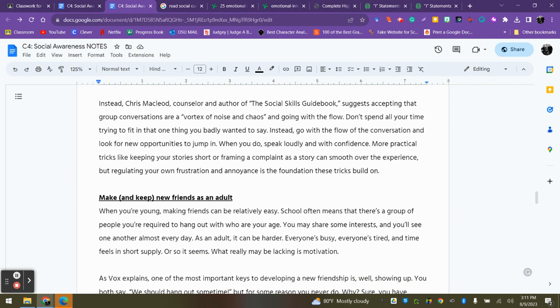Instead, Chris McLeod, counselor and author of the Social Skills Guidebook, suggests accepting that group conversations are a vortex of noise and chaos, and going with the flow. Don't spend all your time trying to fit in that one thing you badly wanted to say. Instead, go with the flow of the conversation and look for new opportunities to jump in. When you do, speak loudly and with confidence.